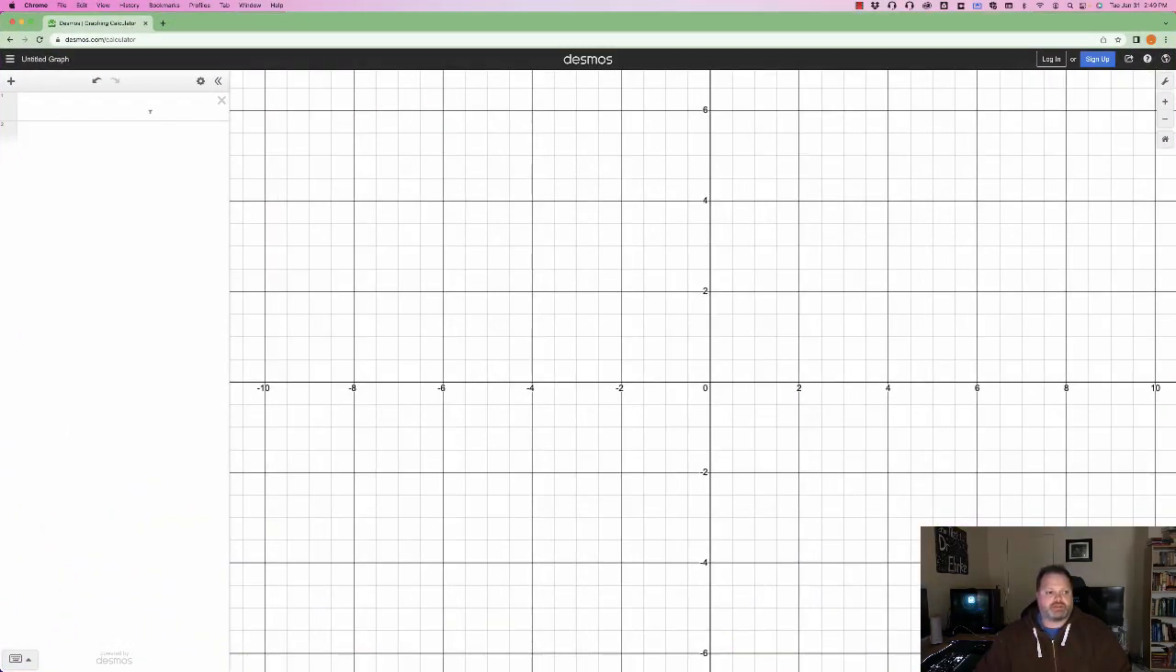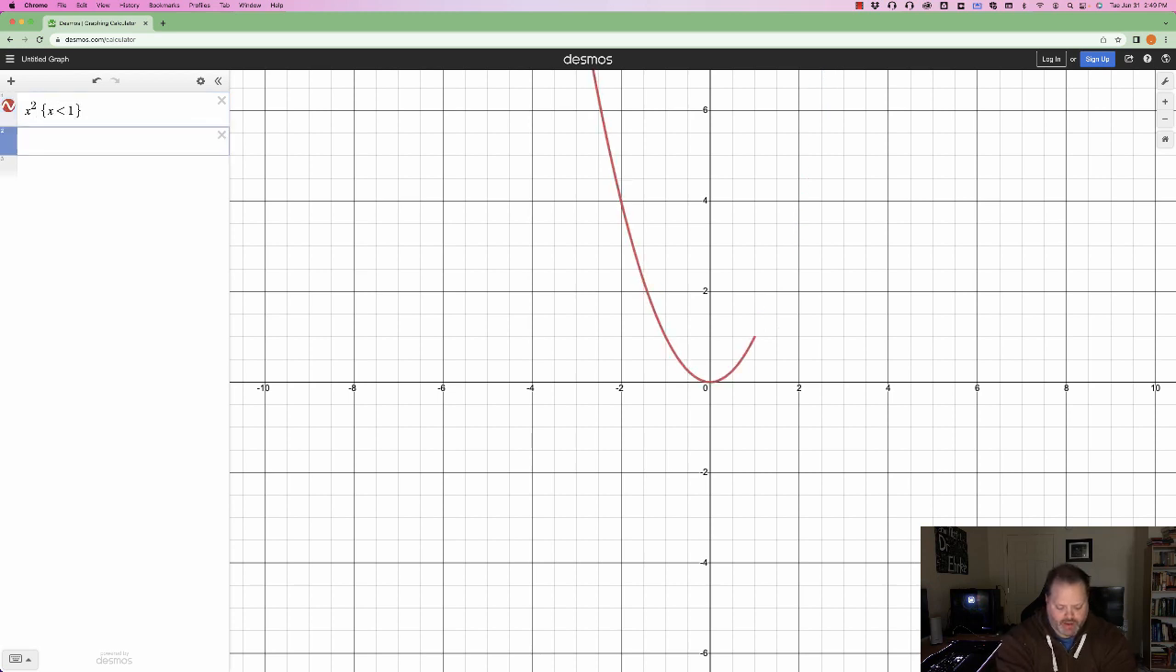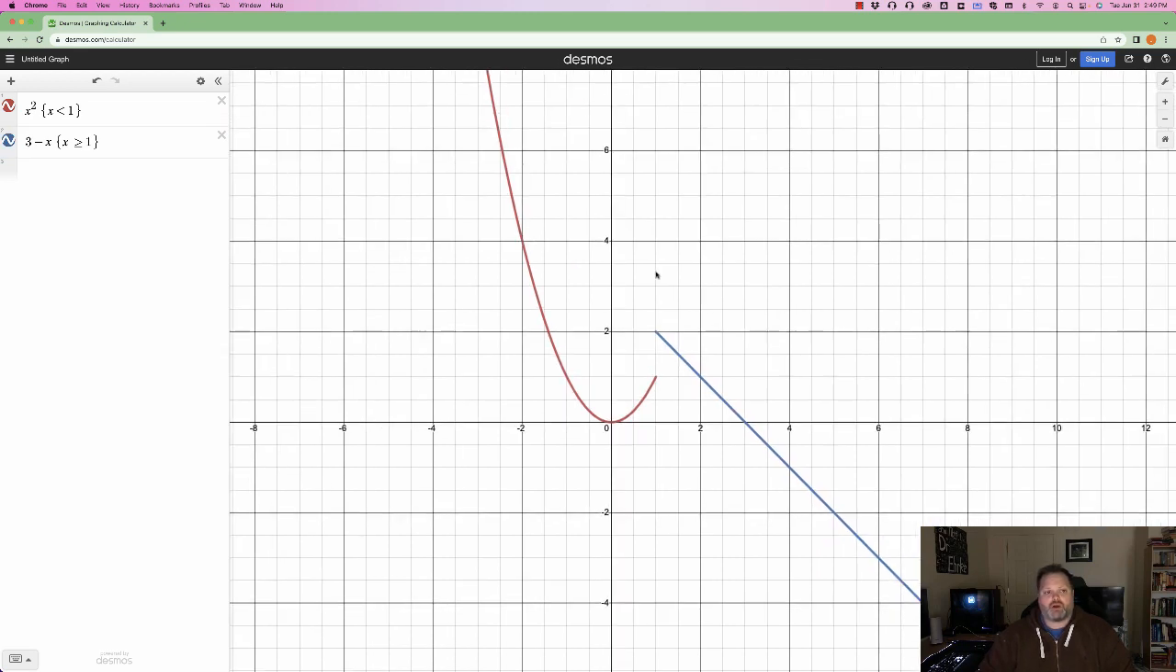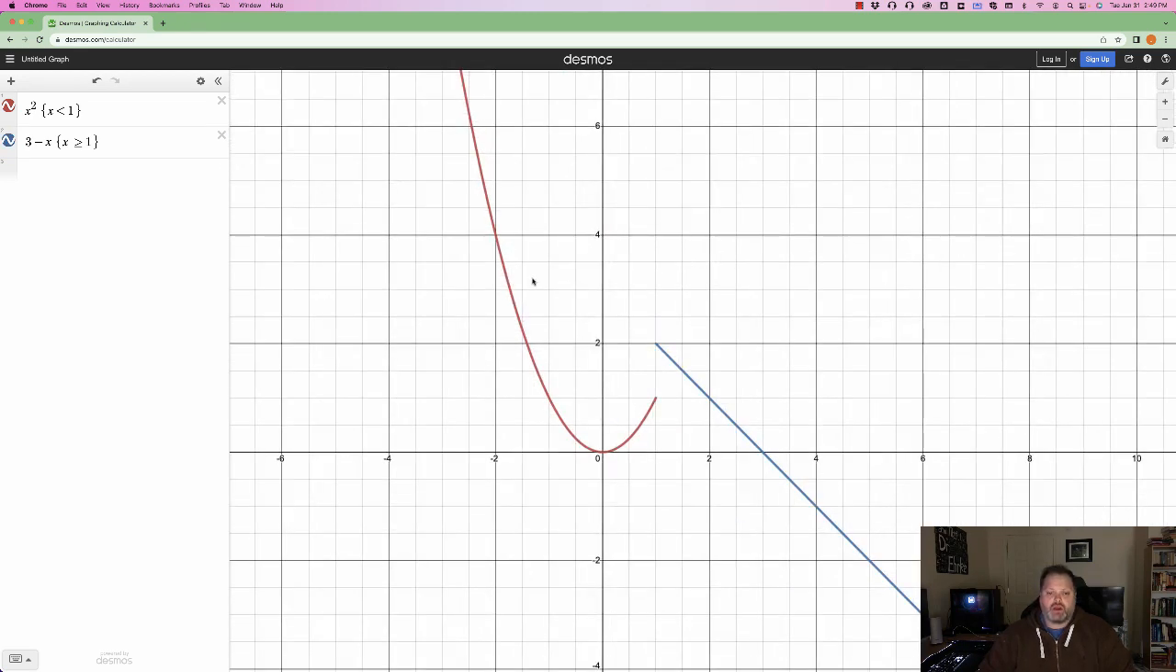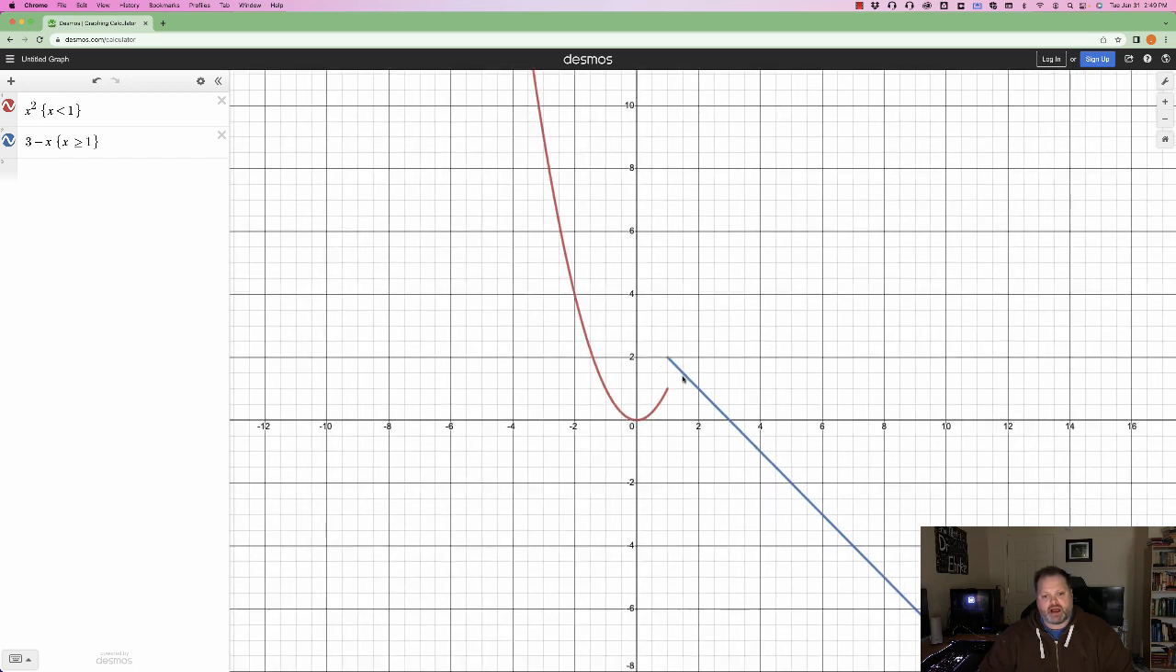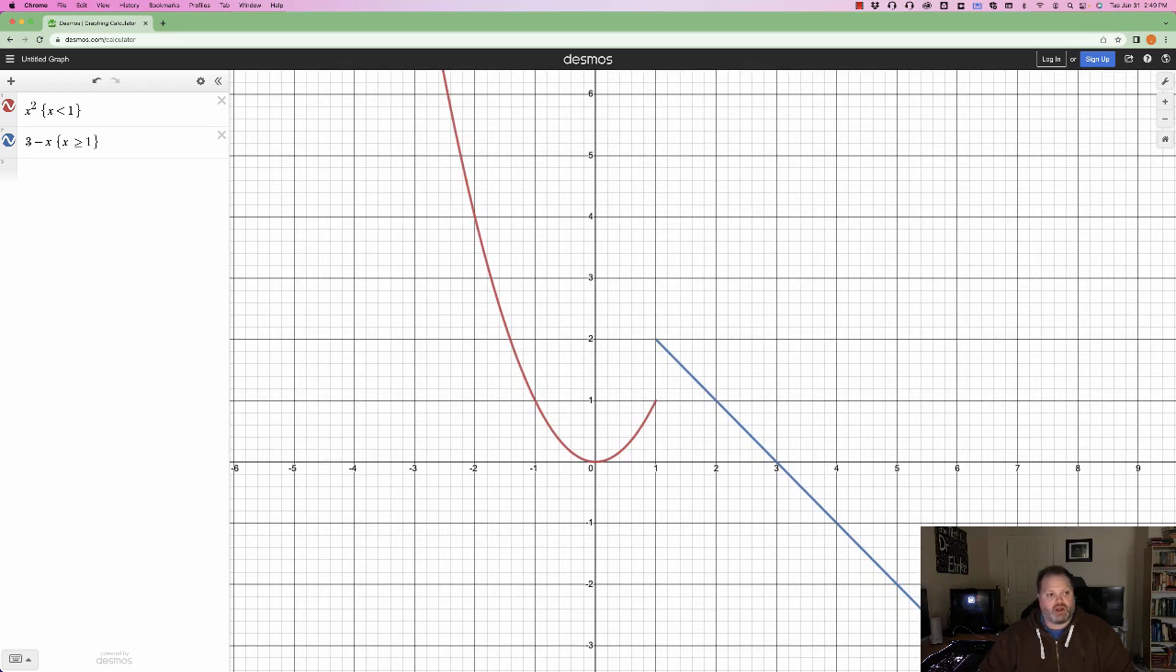All right, so in Desmos, we're going to take a look at the function consisting of x squared for x less than 1 and 3 minus x for x greater than or equal to 1. Now, if you look at the graph of that function, what can you tell me about the kinds of discontinuities it has? Well, we'll start with x squared. X squared is a polynomial, so x squared has no discontinuities. There is nowhere on this red graph where the function is discontinuous.